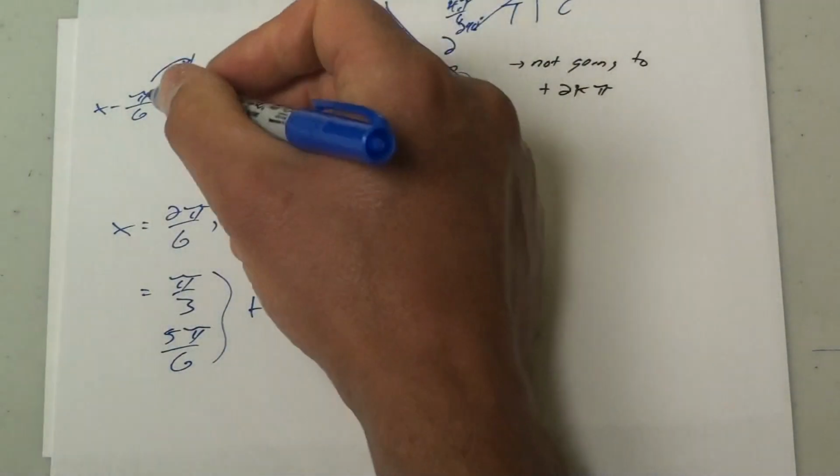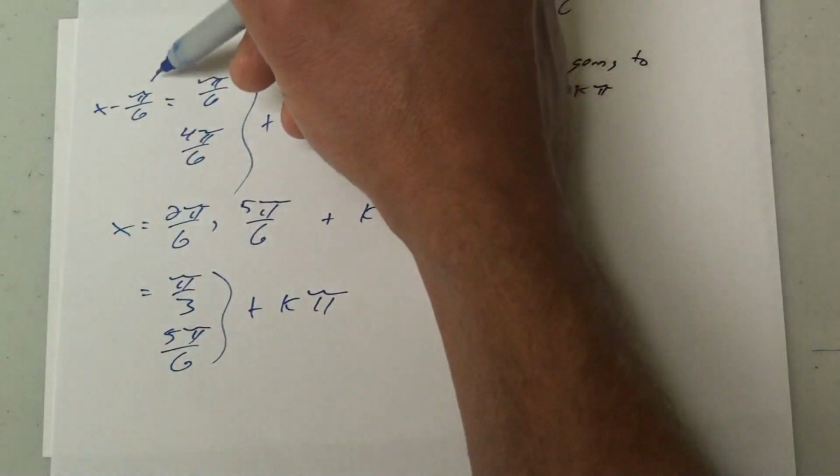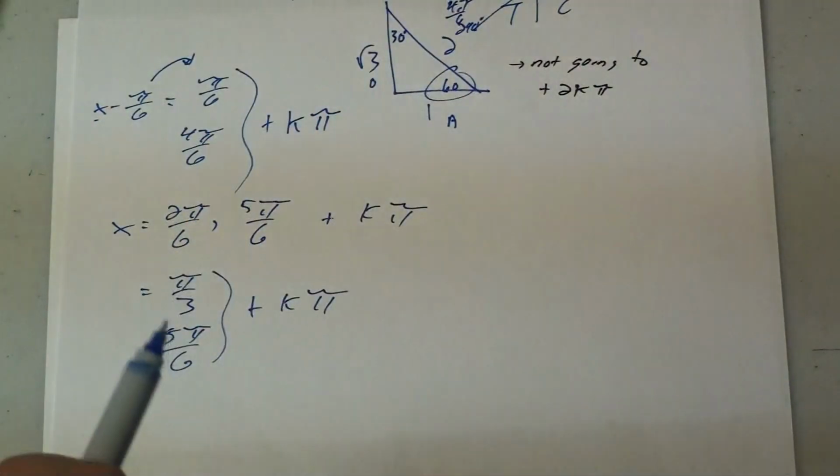Okay, you've got to get x by itself. I got my angle by itself to start with. Then I had to get my x isolated. Okay?